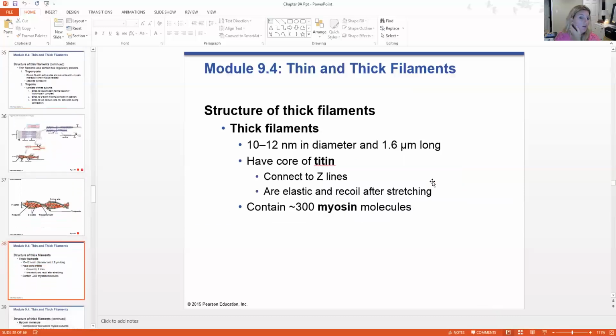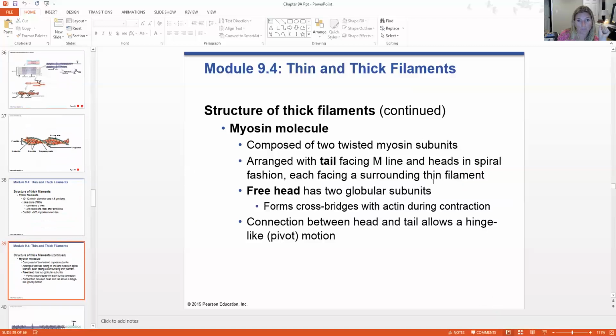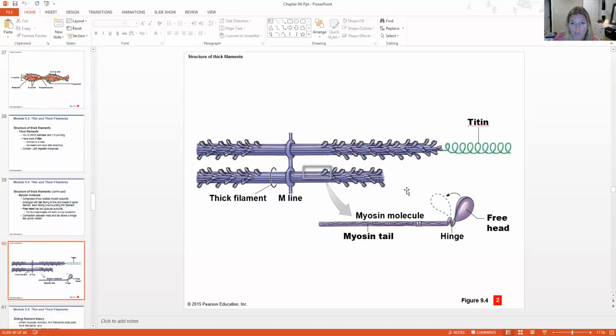So let's talk about the thick filaments. As I said, they have a core of titin. That titin helps to anchor and connect them to the Z lines. They are elastic and recoil, and they're much thicker than the actin. So the myosin molecule has a tail, which faces the M line, and then the head, which has 2 globular subunits. This head is going to connect with the tropomyosin molecule as soon as the troponin is moved out of the way. So here you see, again, a zoomed in picture of what it looks like.